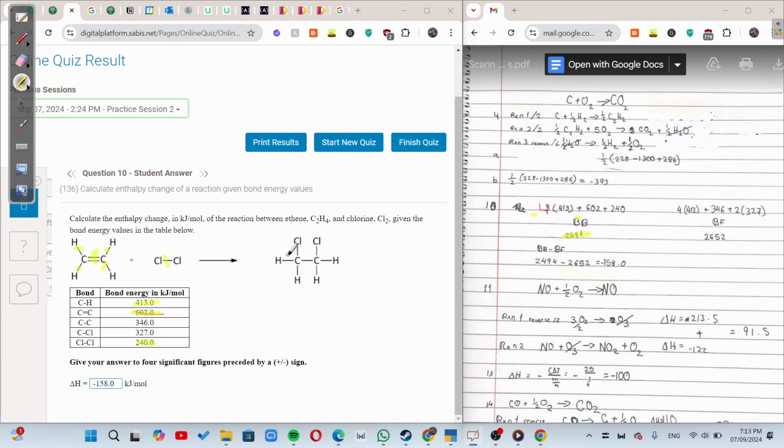Now here again you have 4 CH bonds, so it's also 4 times 413 plus 346, which is your CC bond, and 2 CCl bonds. When you do this all in your calculator, you get 2,652, and we know the formula is bonds broken minus bonds formed. So when you put this all in your calculator, you get negative 158. For significant figures, 0.0. We did this last week. Anyways, next question.